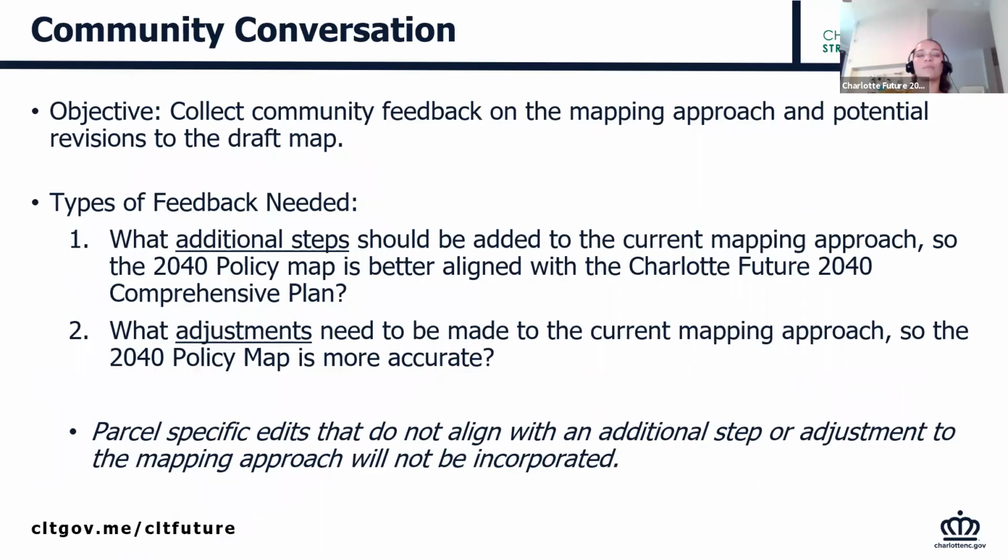So now we'd like to move into the community conversation piece and the type of feedback that we'd like to get. This is a relatively small group, so we can probably just unmute and have a conversation about this. The type of feedback that we're looking for is on the actual map for the geography, asking whether or not there are any additional steps that we can take so that the 2040 policy map is better aligned with the comprehensive plan, or are there any adjustments specifically to the map to be made to show more accurately?